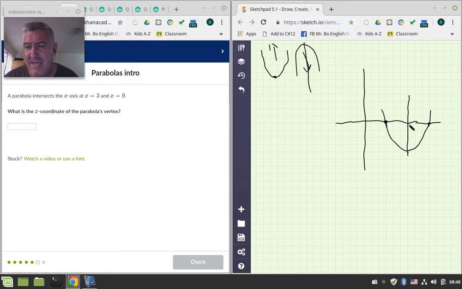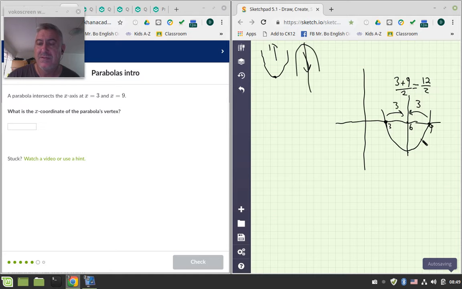But we're going to see the axis of symmetry here, and because these are mirrors, these are going to be the same distance. So the distance from 3 to the middle and from 9 to the middle is the same. And so how do I find that? We're going to find the average. Okay, so 3 plus 9 over 2 is equal to 12 over 2. So this is at 6. This is at 3, and this is at 9. So the distance here is 3, and the distance here is 3. Okay, so this goes 3 backwards, and this goes 3 forwards.